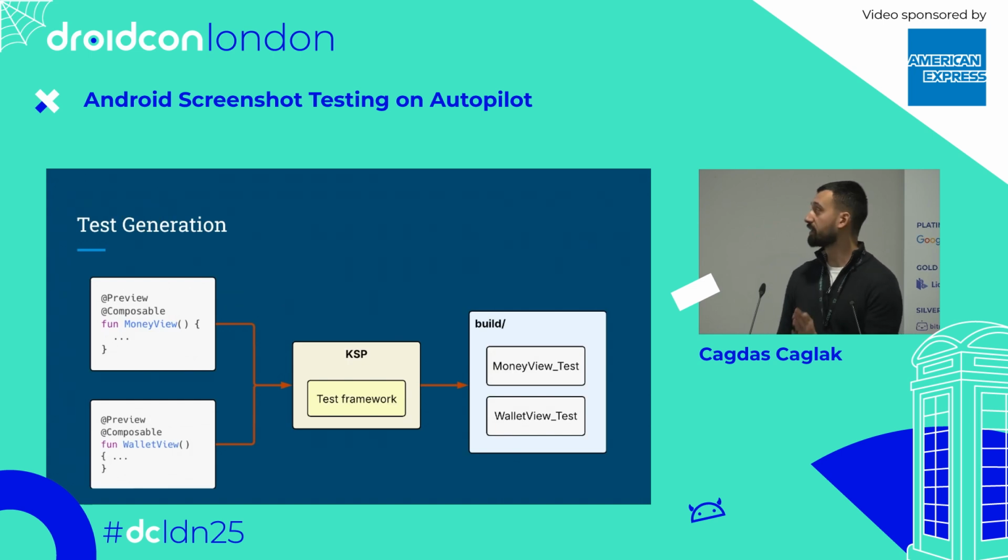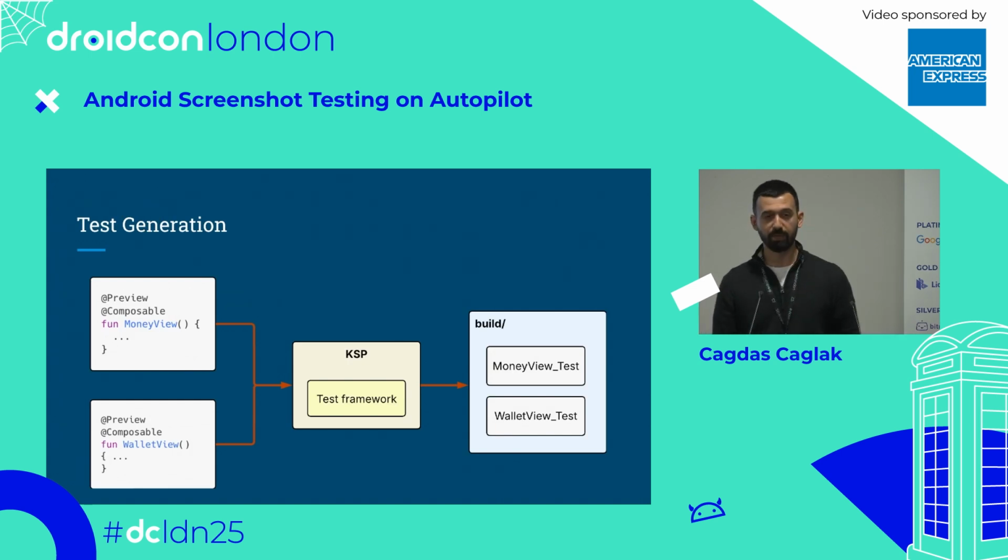And let's dive into the test generation part. KSP does the heavy lifting in here. It finds all your preview functions, picks your preferred test framework such as JUnit 5, Kotest, or something else, and generates a test class under the build directory.